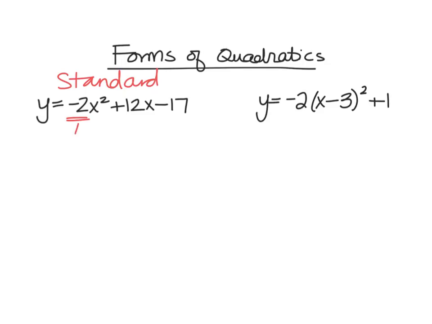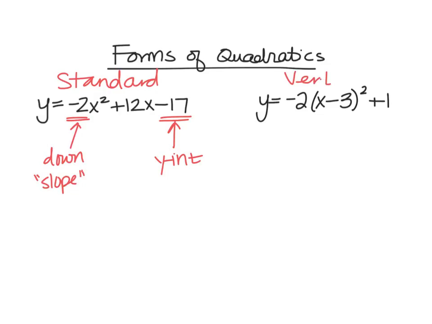In standard form, I can see automatically that this opens down, and I have a slope, so to speak. And then remember the last number that's by itself is the y-intercept. So I can see that this is going to hit the y-axis at negative 17.